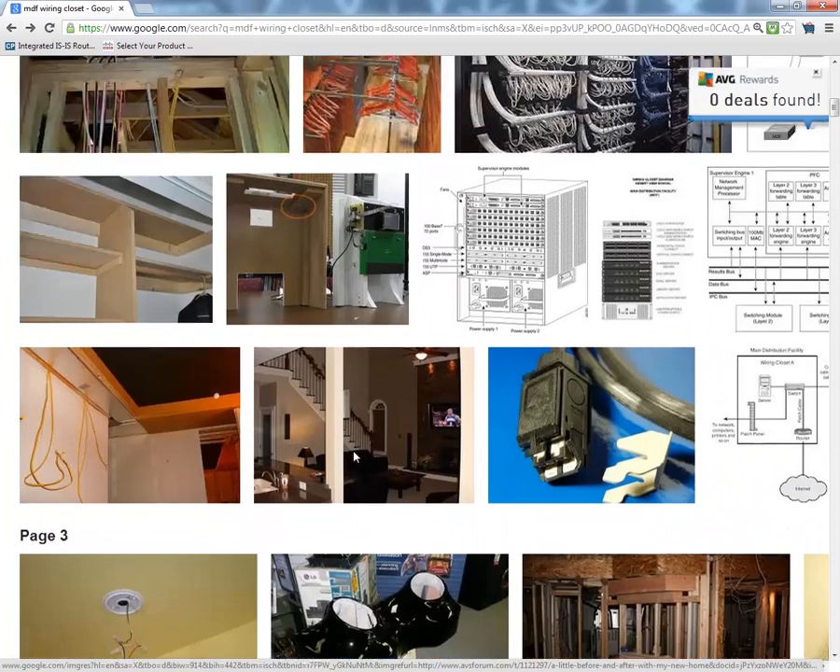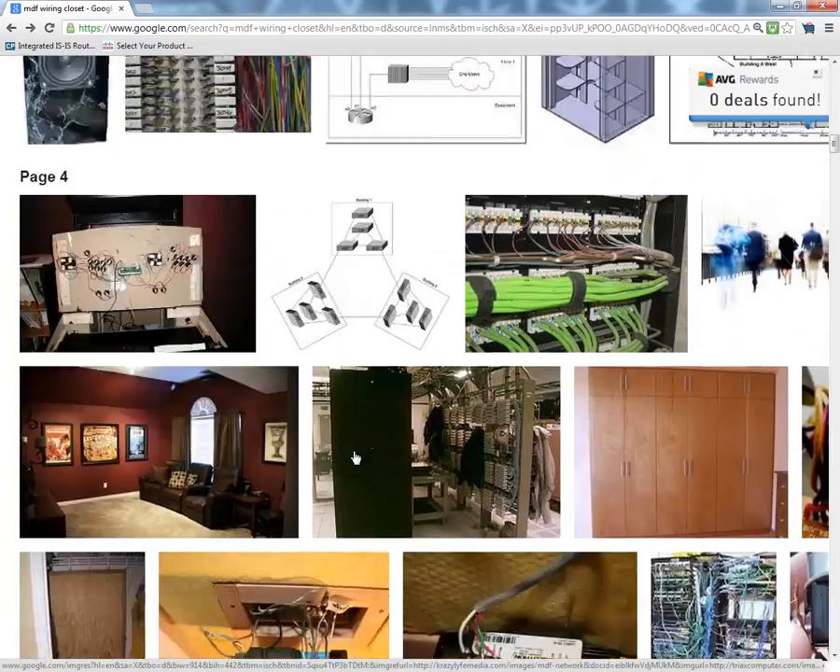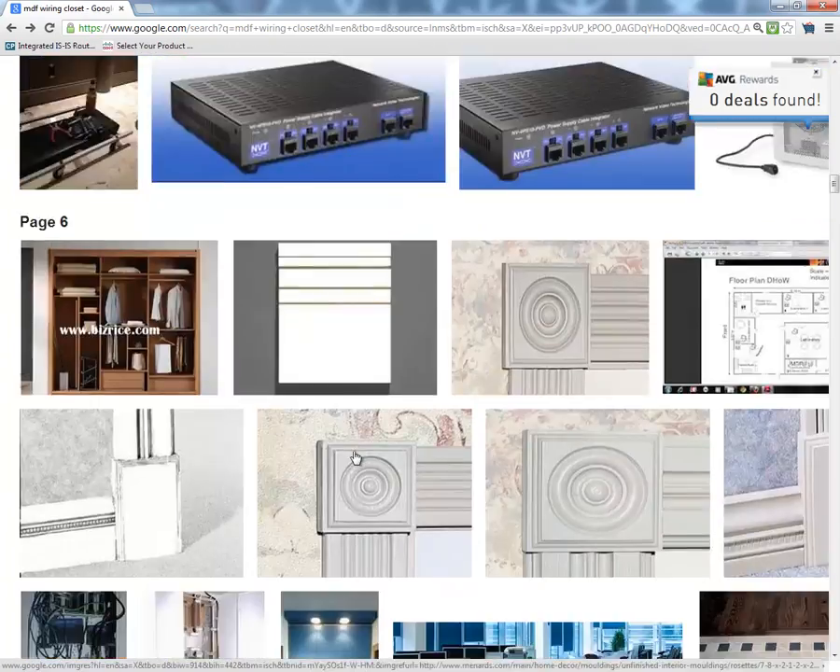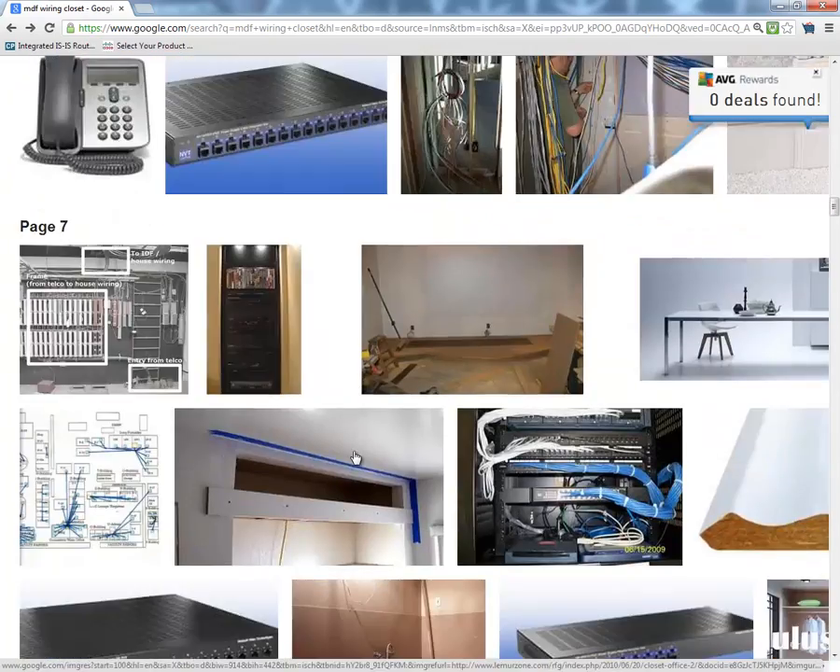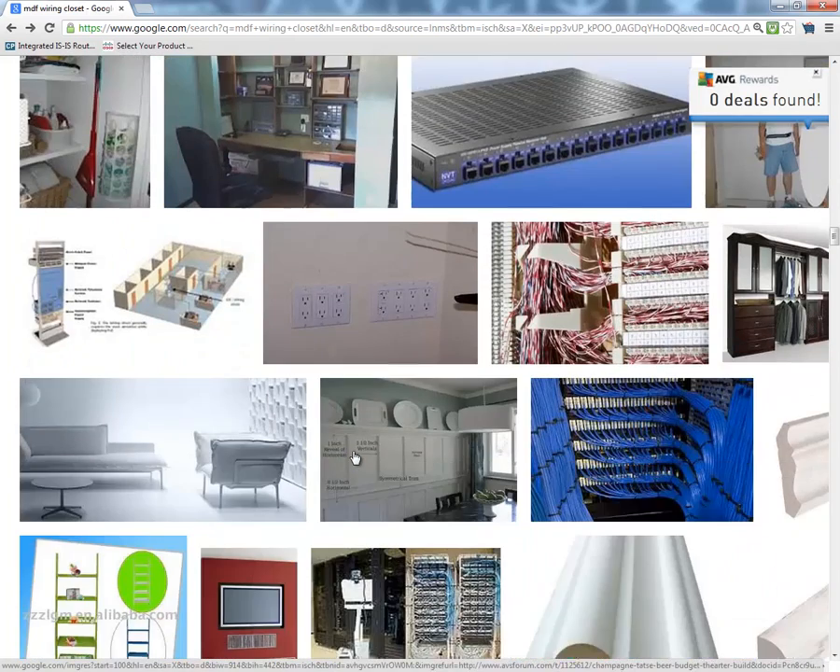But I'll have to take a couple pictures of my setup here at home so you guys can see it. And I mean, it's nothing spectacular. It's actually really boring. It's not production.